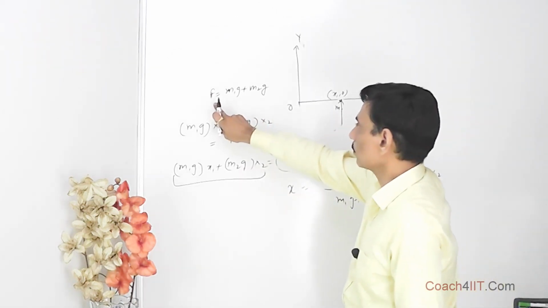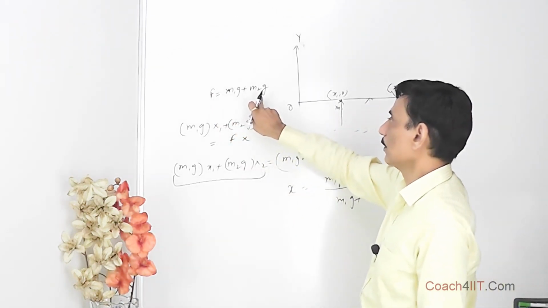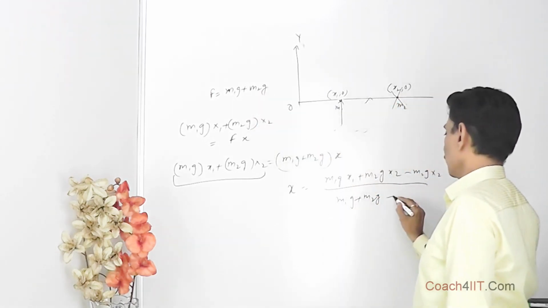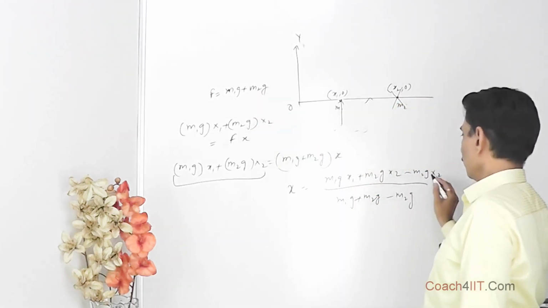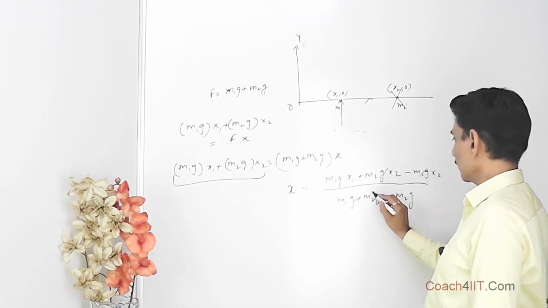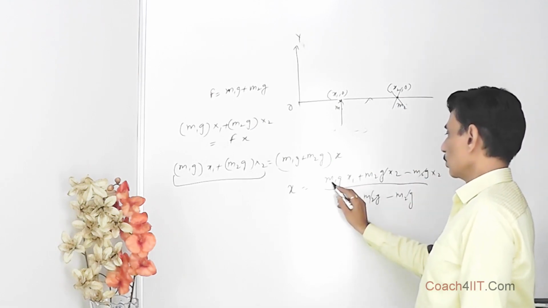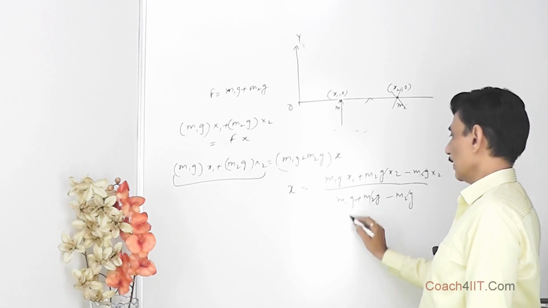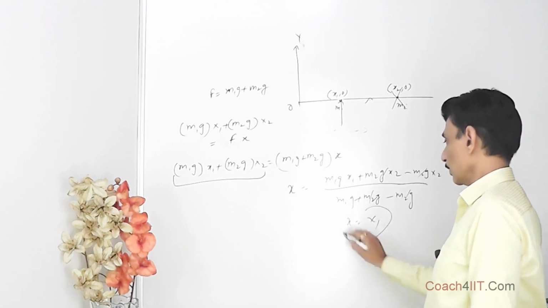Similarly, from F also we have to subtract the contribution of the force, that is m2g. So if this gets cancelled, and this and this get cancelled, it comes out to m1g x1 over m1g, so x becomes equal to x1.